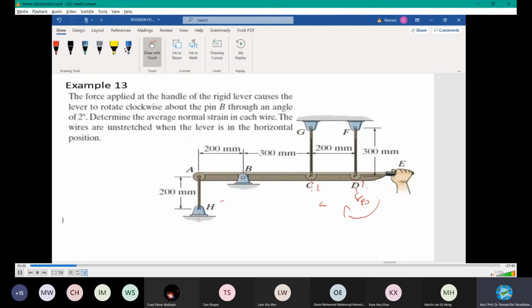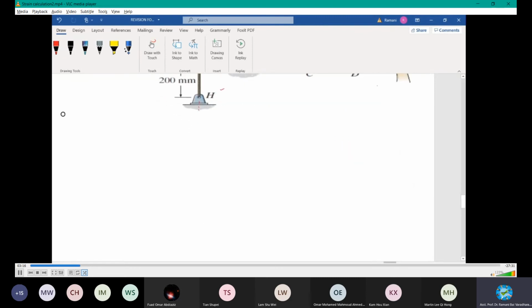Let's find out one by one how this is going to vary and how we are going to analyze this member. Any question here? Given data, write down the given data.